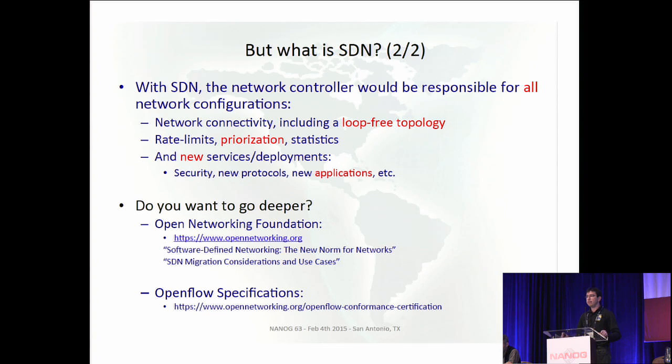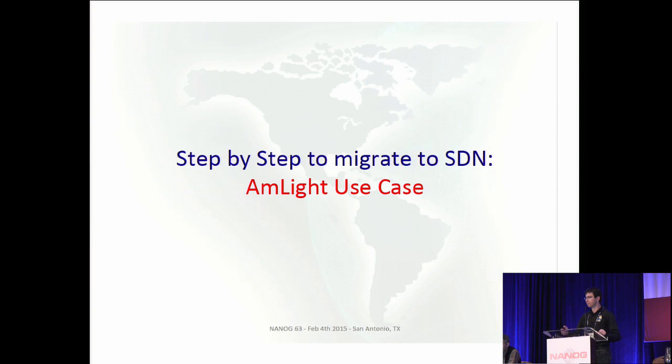And with SDN, all the network activities will be the responsibility of the controller. So this controller will be responsible for provisioning, prioritization, rate limits, deploying new protocols, and securing everything that you want, because the controller will have visibility of everything in your topology. If you want more information about OpenFlow, SDN, or migration use cases, you can go to these links. The slides will be available.